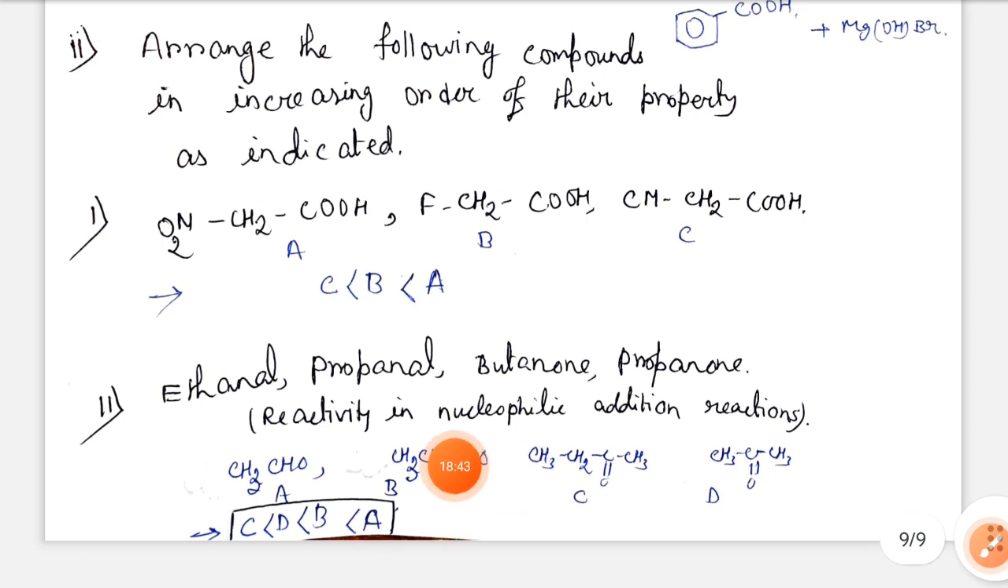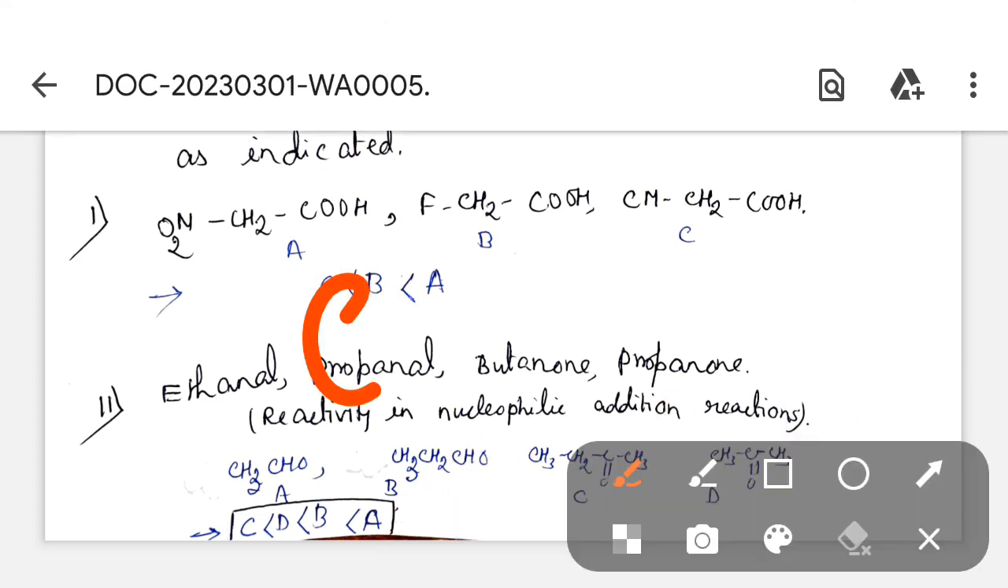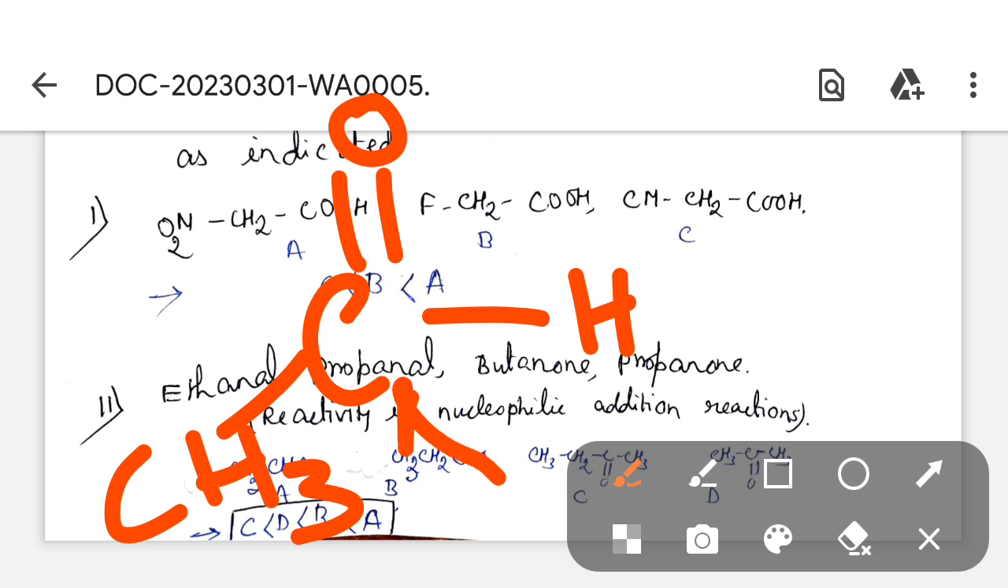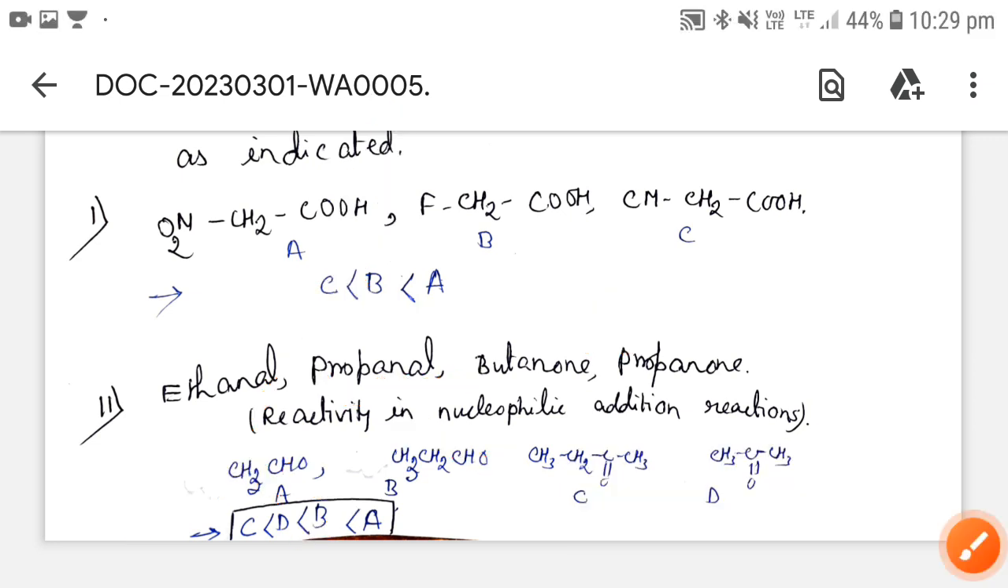Next, ethanal, propanal, butanone, and propanone, the reactivity in nucleophilic addition reactions. We know that where the carbonyl carbon, the electrophilic center, is more reactive, the nucleophilic addition is more facile. So in the case of CH3CHO, that is ethanal, it is more reactive than propanal, then propanone, then butanone. So here the order is C less than D less than B less than A.